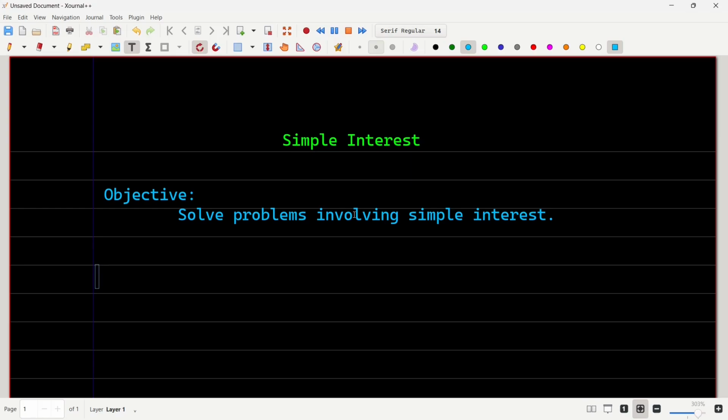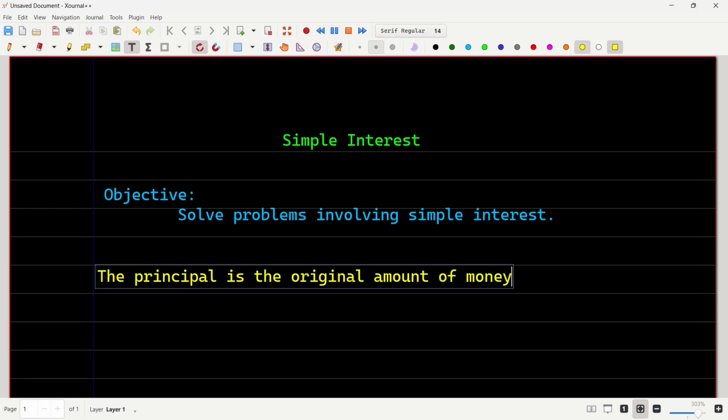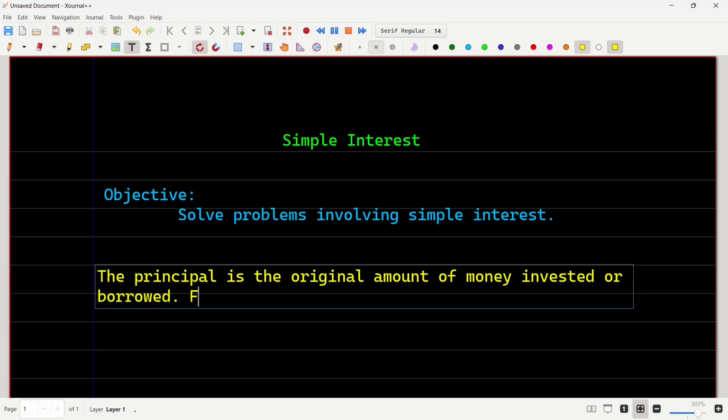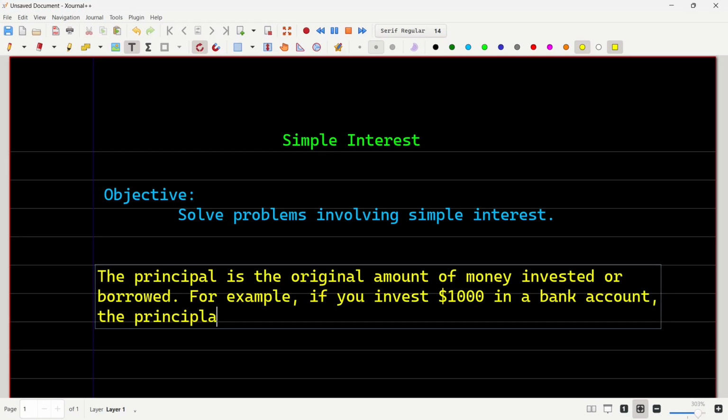So the first definition that we're going to talk about is the principal. Let me just write this in yellow. The principal is the original amount of money invested or borrowed. So for example, if you invest $1,000 in a bank account, the principal amount would be $1,000. So let me just write that example here. For example, if you invest $1,000 in a bank account, the principal amount is $1,000.